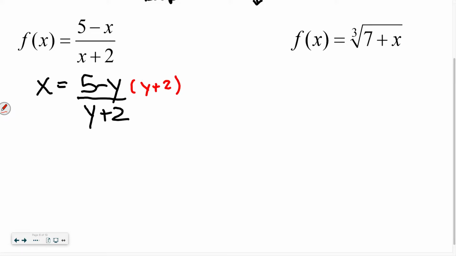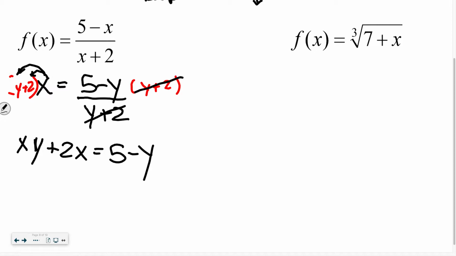If I multiply the right side by y plus 2 and the left side by y plus 2, the y plus 2's cancel out. On this side, I could do what? Distribute that x. So I would always go ahead and distribute. If you don't distribute the x, there's really nothing else to do. So you've got to distribute the x. So we're going to get xy plus 2x equals 5 minus y.